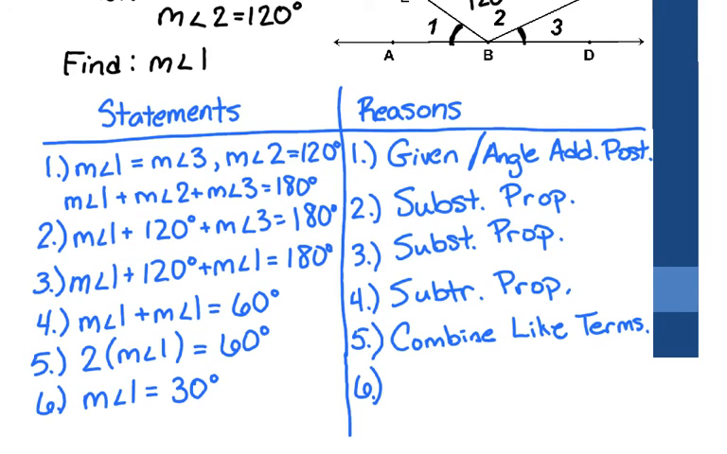Okay. Now, next is, now we have this right here to go from step 5 to step 6 here. All we did was divided, say we divided both sides by a 2. We cancel those out, and 60 divided by 2 is 30, and we're left with a measurement of angle 1 on one side of the equation is equal to 30 degrees. So division property of equality is what we used here in that last step.